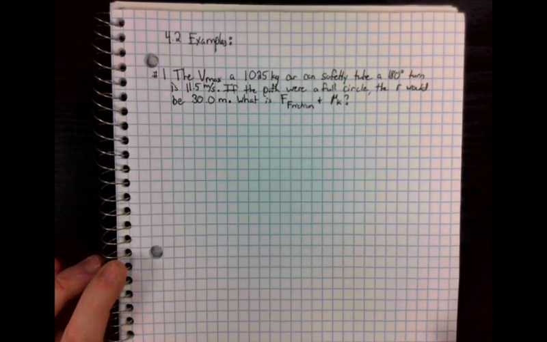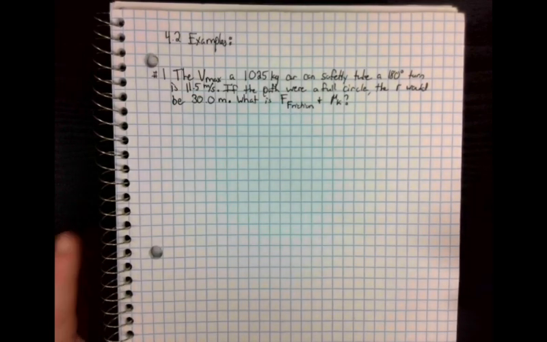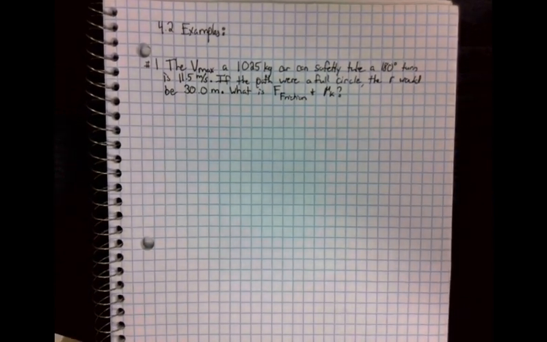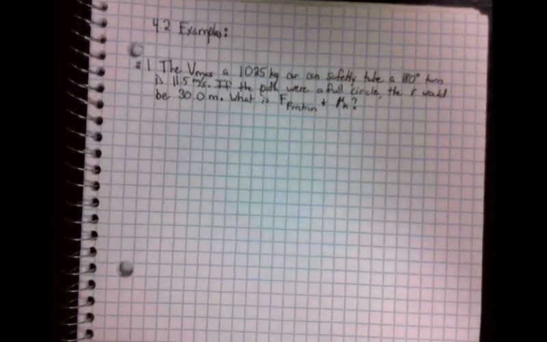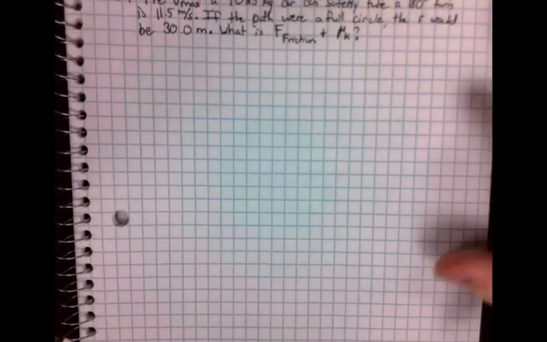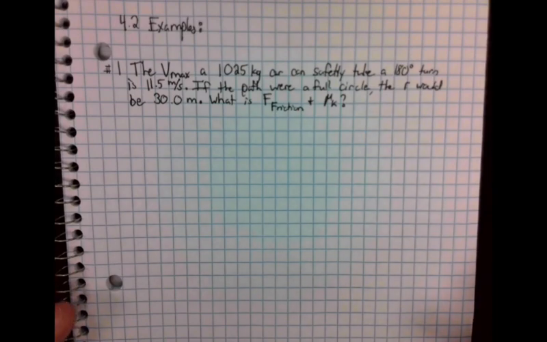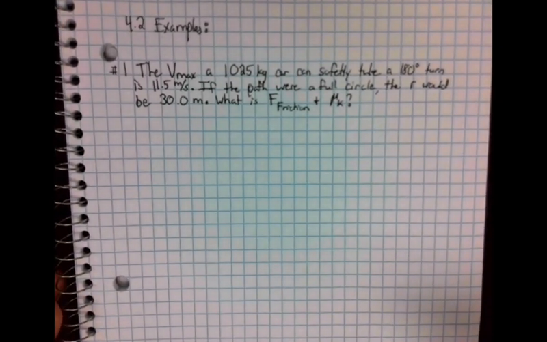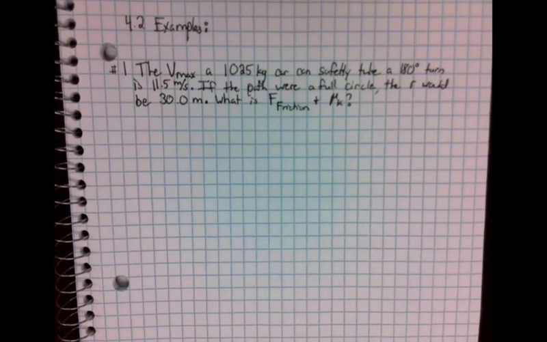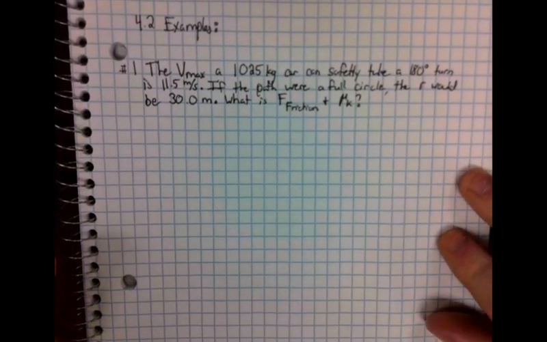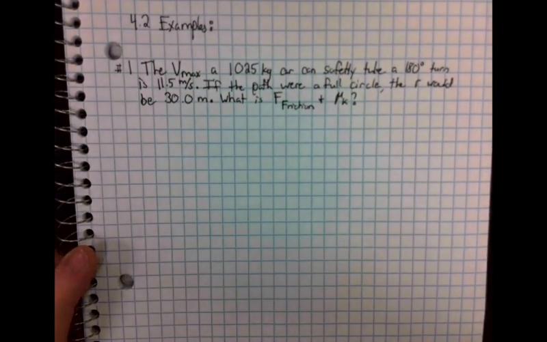So our first example: the Vmax, or the maximum speed that a 1,025 kilogram car can safely take a 180-degree turn, is 11.5 meters per second. If the path were a full circle, the radius would be 30 meters. What is the force of friction, and what is the coefficient of kinetic friction? So now we're actually talking about our kinetic friction coefficient, which means we're going to be involving some of our equations and our force diagrams from earlier.